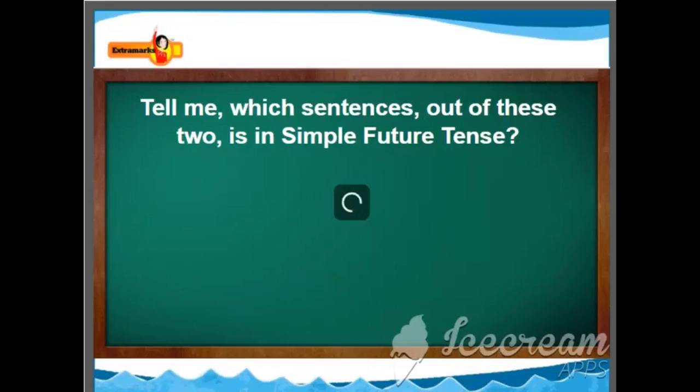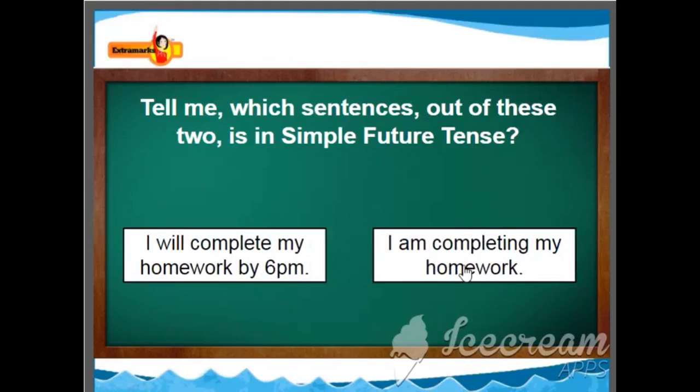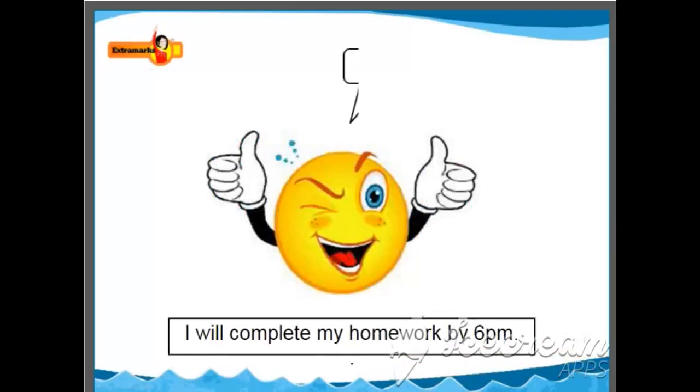Tell me, which sentence out of these two is in simple future tense? Is it, I will complete my homework by 6 p.m., or I am completing my homework? I will complete my homework by 6 p.m.